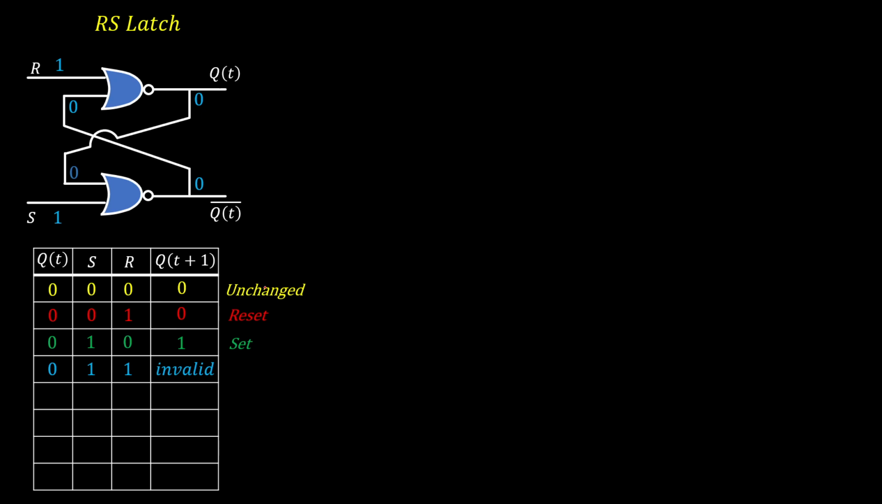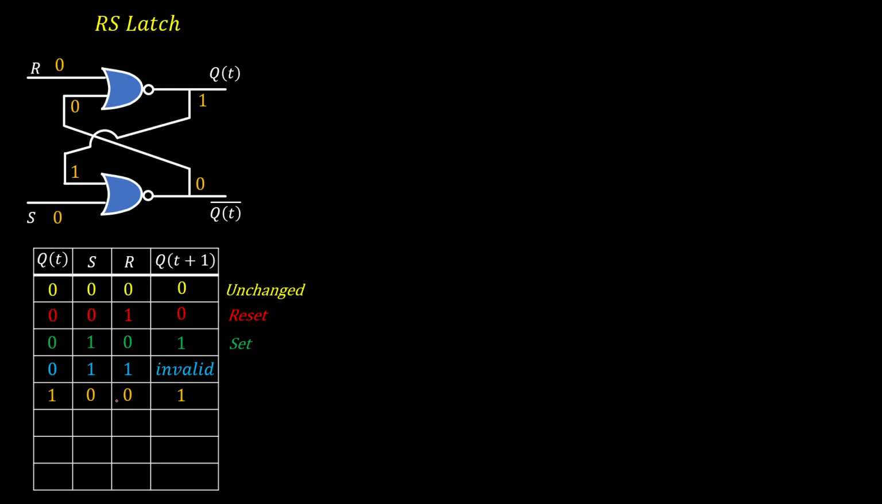Now let's see the next condition. Here Qt is 1 and S and R both are 0. R is 0, S is 0, Qt is 1, Qt bar is complement of 1, which is 0. Qt and Qt bar will go to the input. For first NOR gate, both the inputs are 0, so output is high. For second NOR gate, one input is 1 or high, so output is low. So Qt bar is complement of Qt, so it is a valid state. Qt is 1, so next state is also 1.